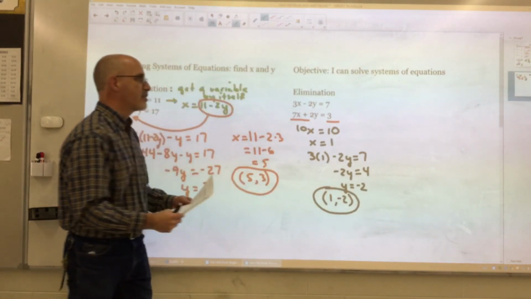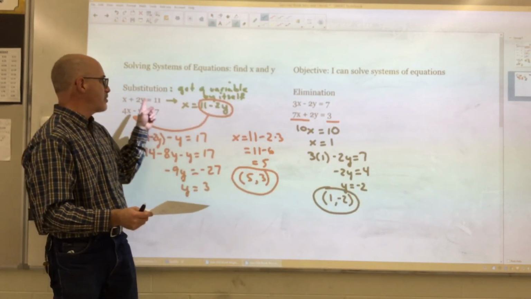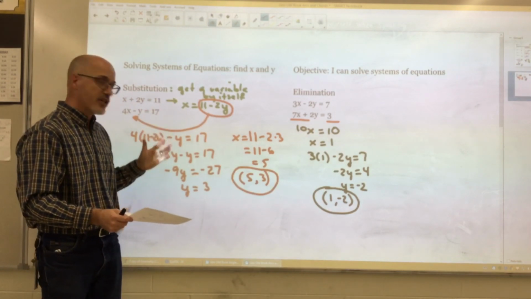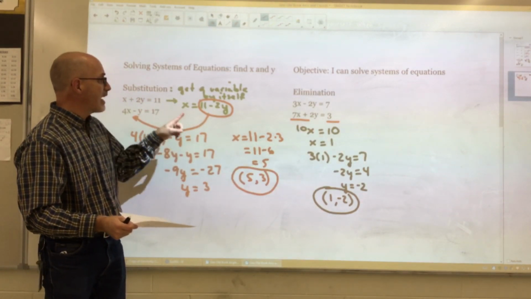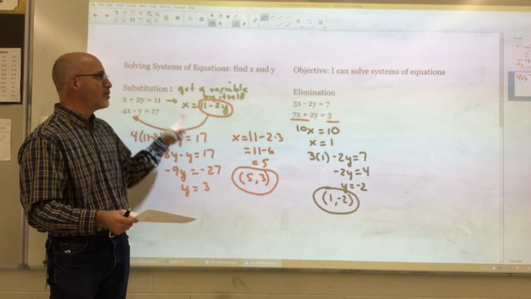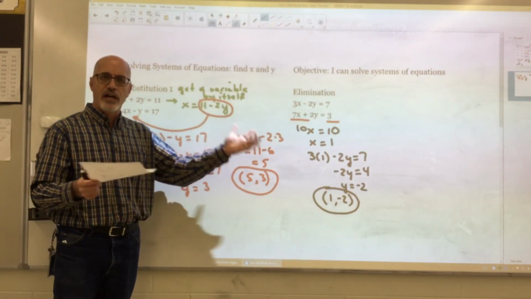So that's how you can solve a system of equations, which means two variables, two equations, and we're going to solve it to find the x and the y by either substitution or elimination. Our algebra review.